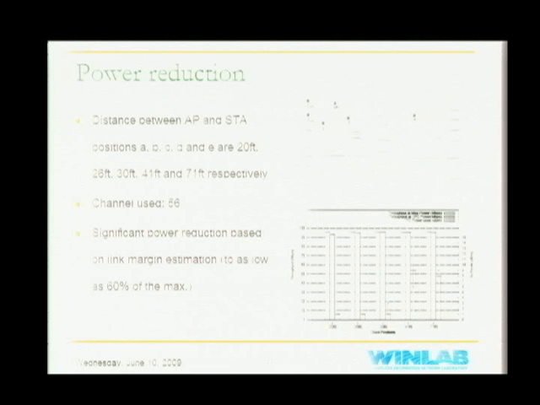The position of the AP is represented by the triangle, and the stations are moved from positions A, B, C, D, and E, just increasing distances from the AP to show the effect of distance on the transmit power decisions. So the channel we used for this experiment was channel 56.